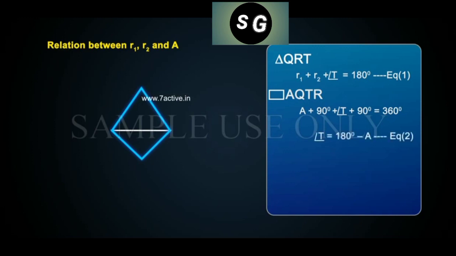From here we can write angle T equals 180 degrees minus A.